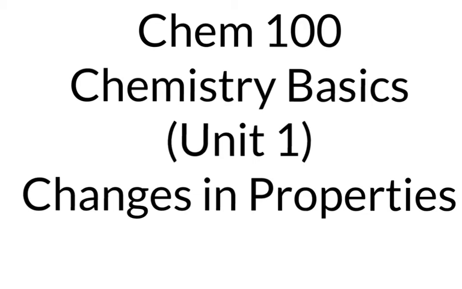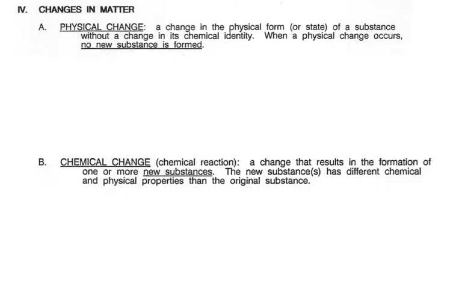Previously, we talked about some of the different properties of matter, whether they're physical or chemical properties. Now we're going to talk about whether we have a physical change or a chemical change and how you can identify which you have, physical or chemical changes in properties. We'll start with the definitions. What are the changes in matter?